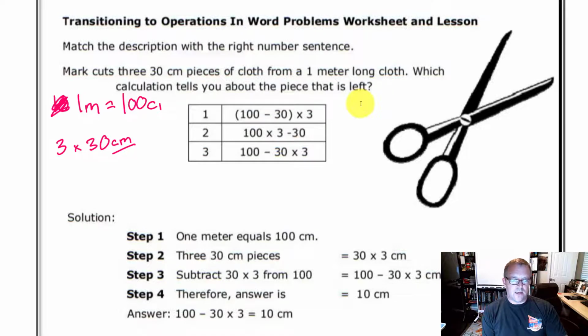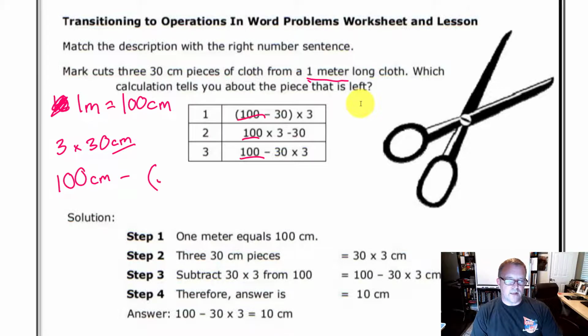And if you already know that and it's so easy for you, I'm sorry. I'm just helping the ones who don't know that. Okay, so that's why we have hundreds here, right? All of them have a 100 in there. They used 1 meter and they changed it to 100 because we're talking about centimeters of cloth here. All right, so we start with 100 centimeters. Why? Because we're starting with 1 meter of cloth. So 100 centimeters.